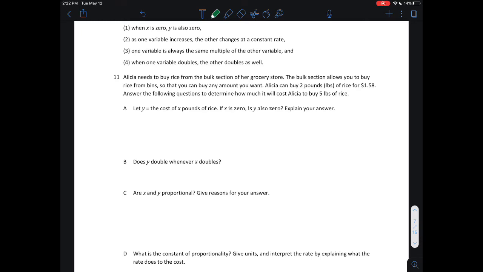If x is 0, is y also 0? Well, if you think about it, if she buys no rice, is she going to pay any money for that? No, she won't pay anything. So yes, 0 pounds of rice costs $0.